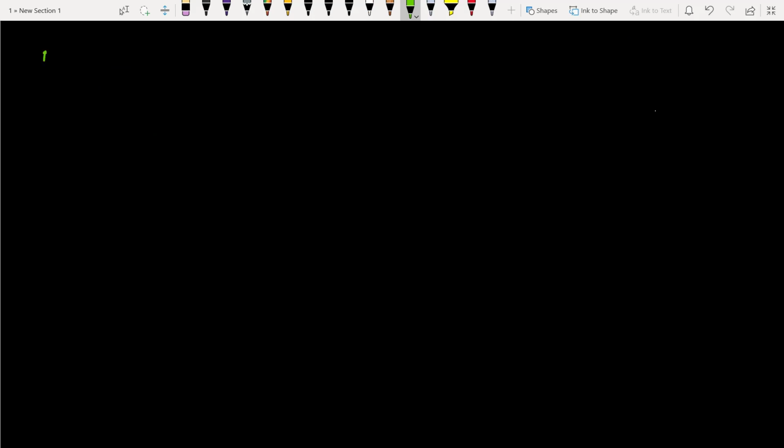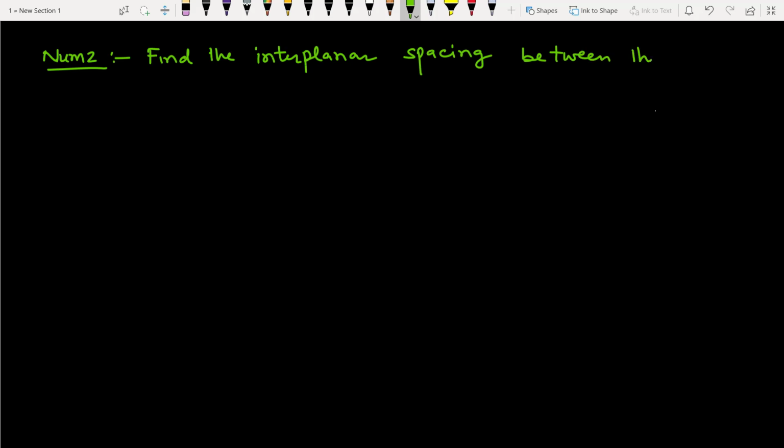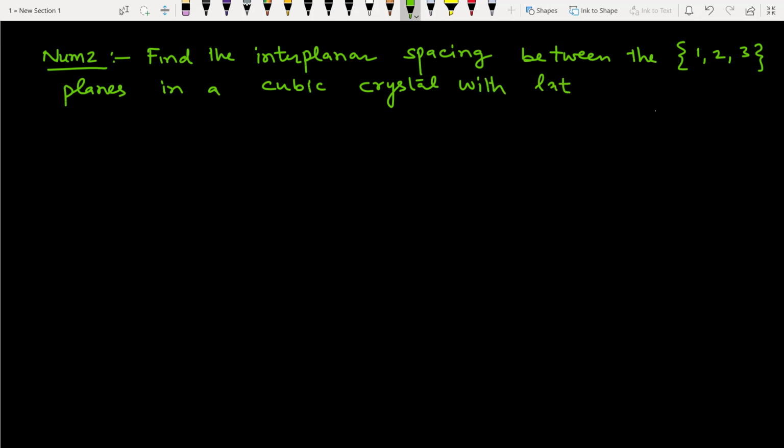The next numerical is: find the interplanar spacing between the 1, 2, 3 planes in a cubic crystal with lattice constant A. So this is a very similar numerical.